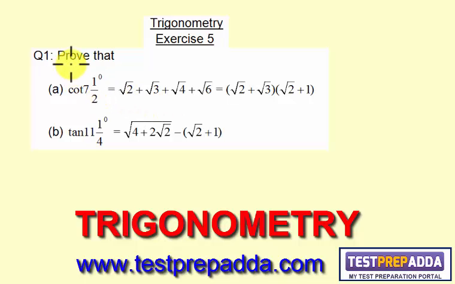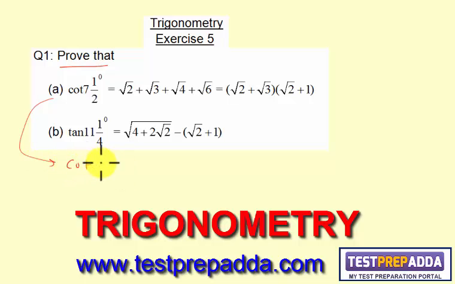Here the first question says, prove that cot 7.5 degrees equals root 2 plus root 3 plus root 4 plus root 6, which is another form of writing, in the bracket, root 2 plus root 3, into another bracket, root 2 plus 1. The second part of the question says tan 11 and 1 by 4 degrees is equal to root of 4 plus 2 root 2, minus, in the bracket, root 2 plus 1. Okay, so I'll take the first one here.